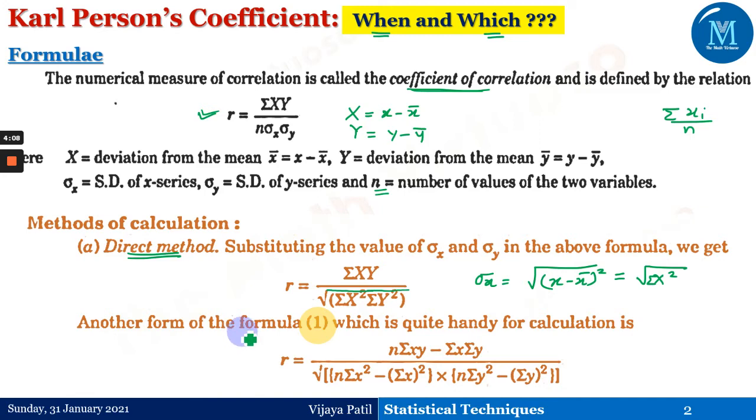Okay. And there is another form of the formula which is quite handy for calculation. Why do I say it's quite handy? Because we don't have to find out capital X and capital Y and so on. We directly use small x, whatever is given in the example. So instead of finding x bar and y bar, this first formula is applicable when x bar and y bar are perfect numbers, that is, not fractions.